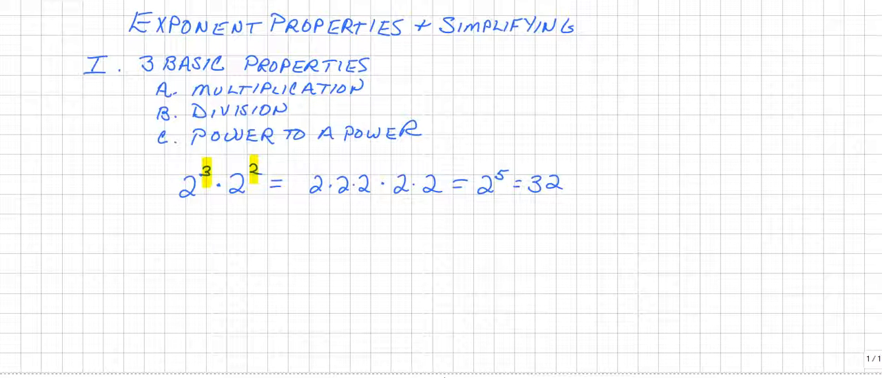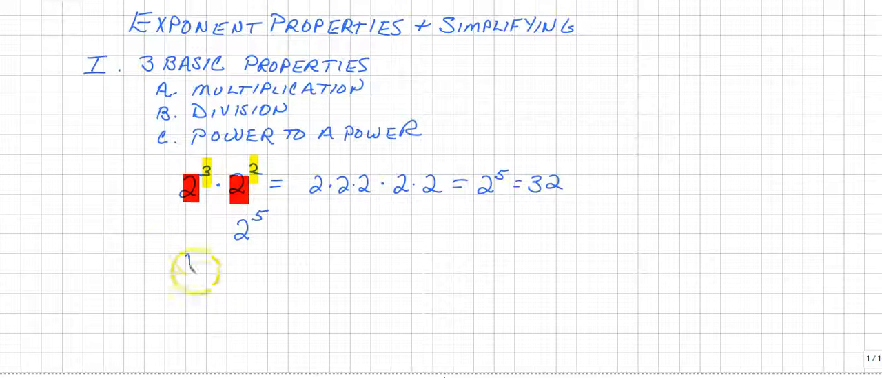Now when I say like bases, we're talking about those 2's. They have to be the same. The 2's in red, those are the bases, and then the yellows are the exponents. So if the bases are the same, and you're multiplying like bases together, all you do is add the exponents. So the shortcut is 2 to the 3rd times 2 to the 2nd is 2 to the 3 plus 2, or 2 to the 5th.